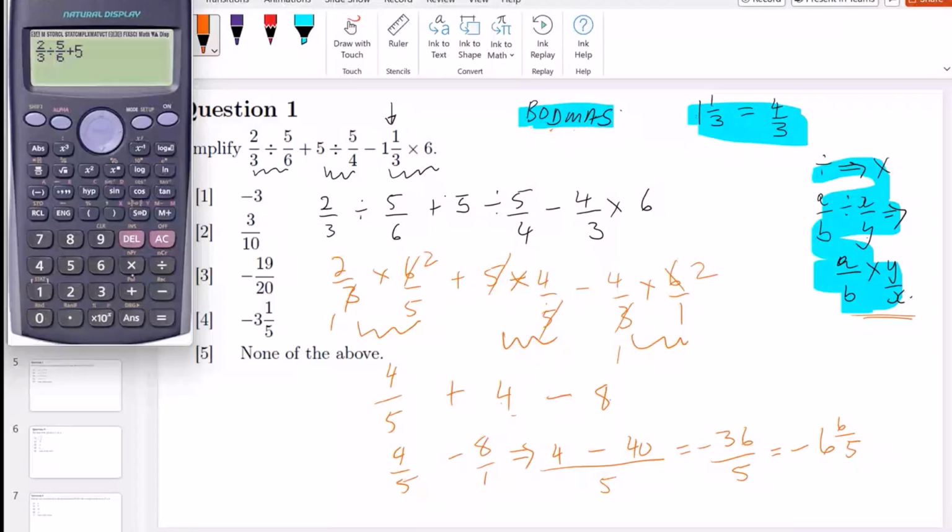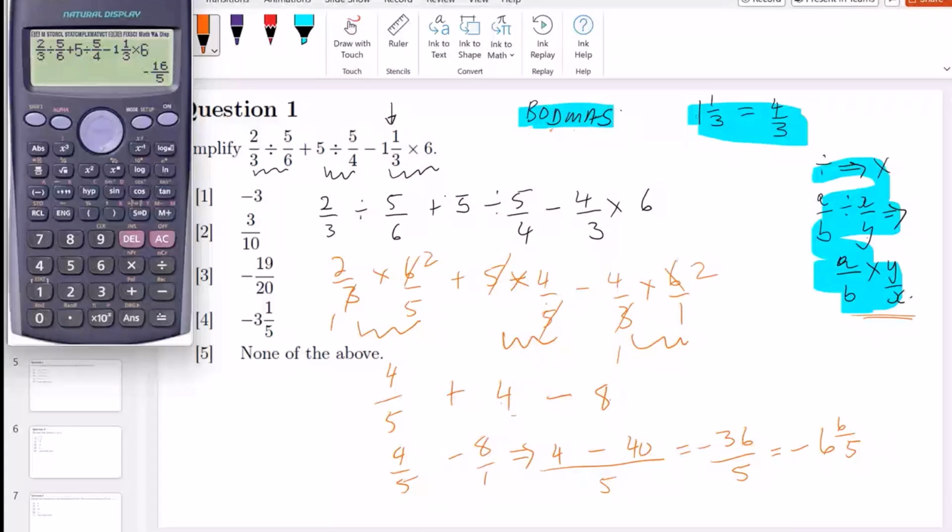Okay, this is minus 5/4 minus this, which is 1 over 3 times 6. Okay, so now this is when I want to check the answer from the calculator. So this is minus 16/5. Why is mine different?